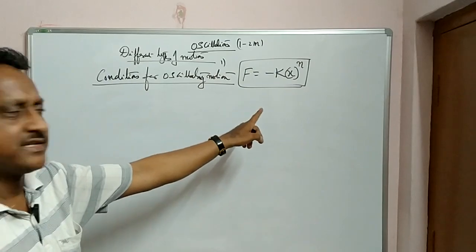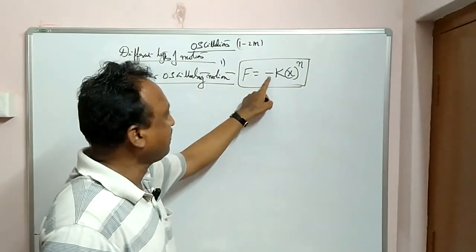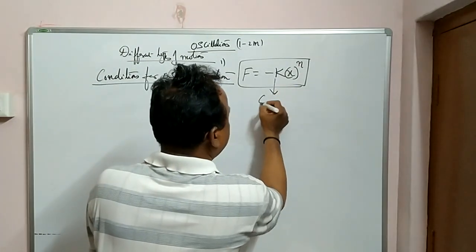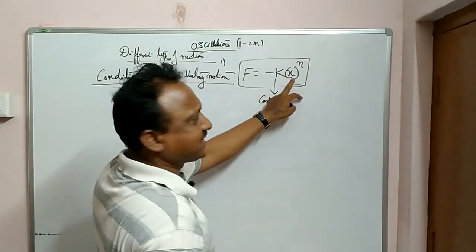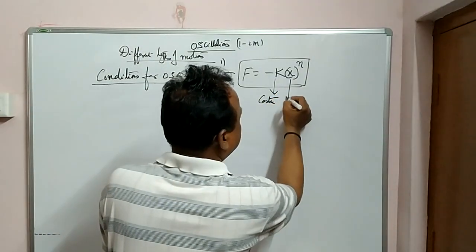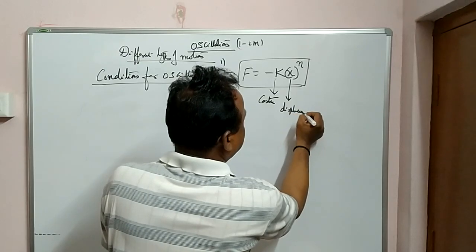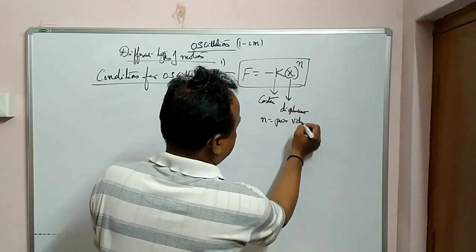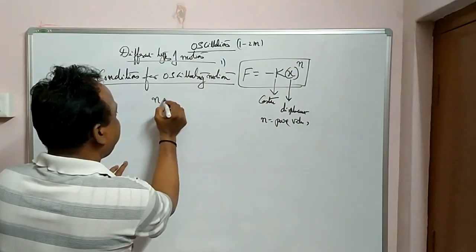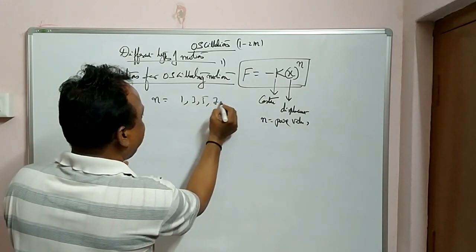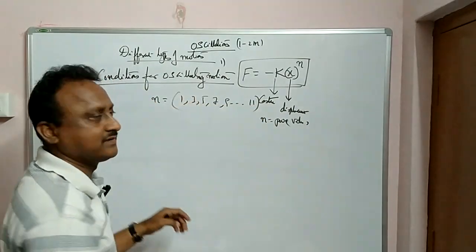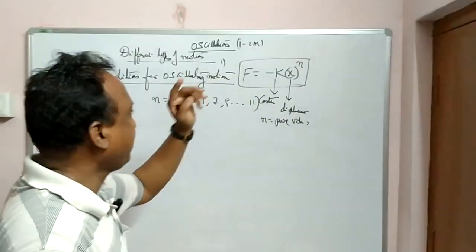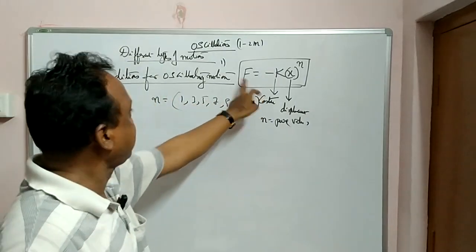We have a mathematical condition: F is equal to minus kx power n. I'll tell you why this minus. K is a constant, x is displacement, n is the power value. You can take n values as odd integers 1, 3, 5, 7. So here you can observe, this is the condition for oscillatory motion.